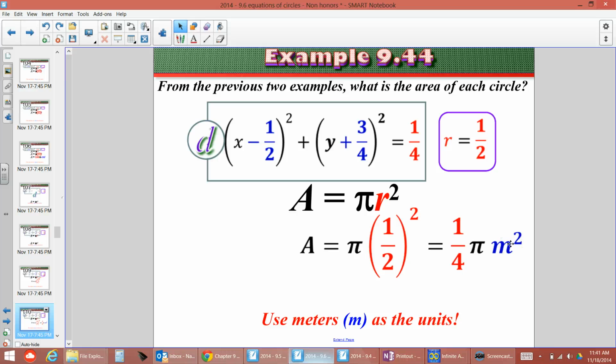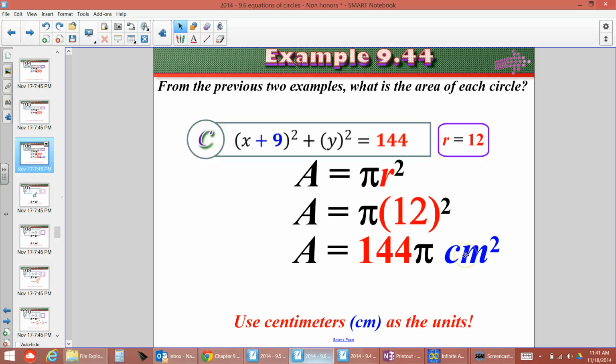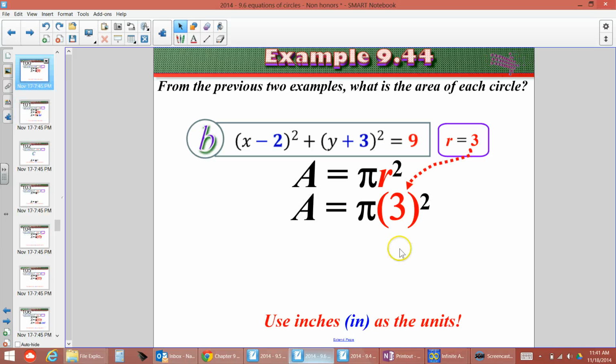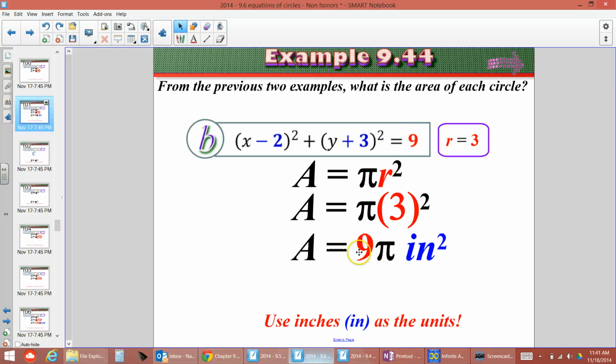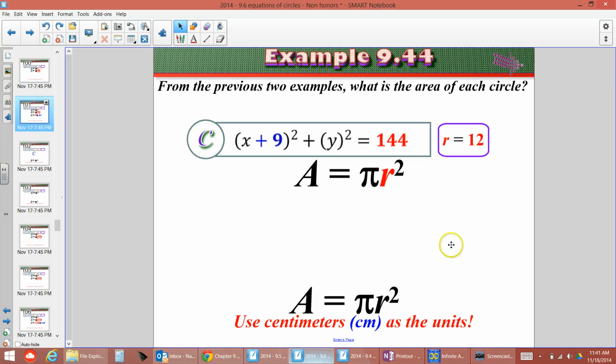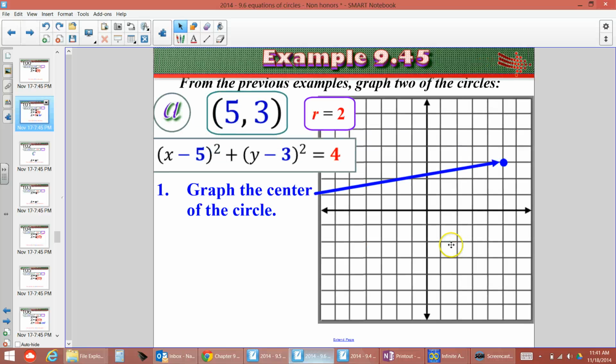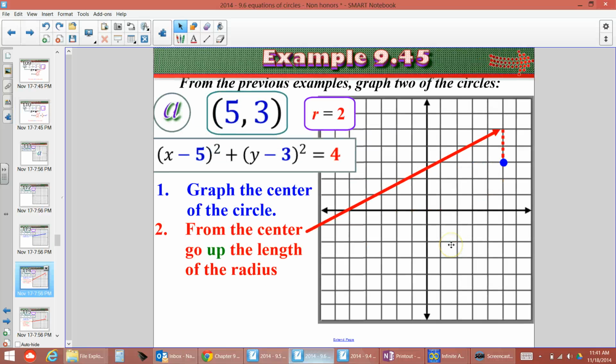What's interesting is if you notice this is 1/4. Look what the answer was. 1/4. If I go backwards, you'll see the r is 12, right? But the answer was 144, and this is 144. Whatever's on your equal side is also going to be the area. So see how this says equals 9? 9 pi inches squared. Little trick. I'm going to go forward now. Moving forward. All right. So now when it tells us to graph it, oh goodness.